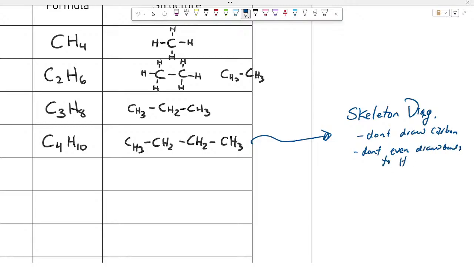So you'll see this sometimes. So they would draw this. It's 1, 2, 3, 4 carbons. So they would go, there's a carbon, I'm not going to draw it, to a second carbon, to a third carbon, to a fourth carbon. So that would be C4H10.